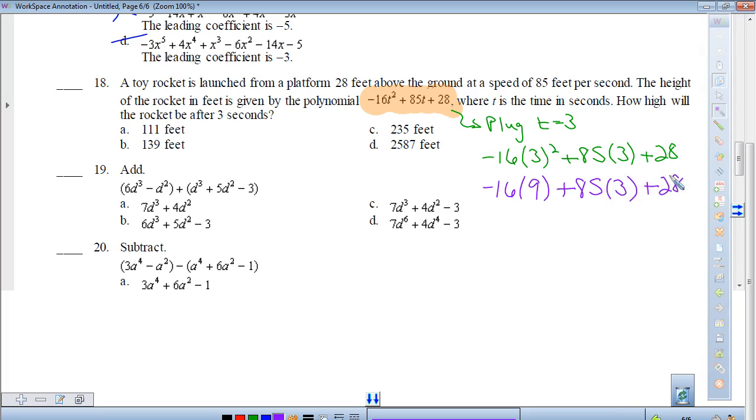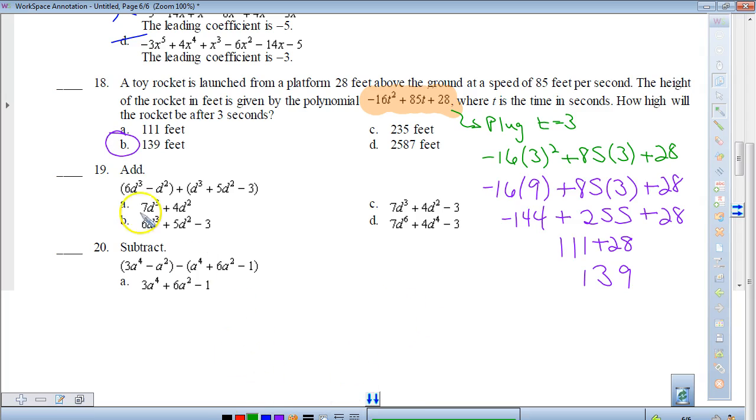So negative 16 times 9 is negative 144. And 85 times 3 would be 255. And plus 28. And then we'll add these from left to right. And this would be 111 plus 28, which gives us 139 feet. That's answer choice B.